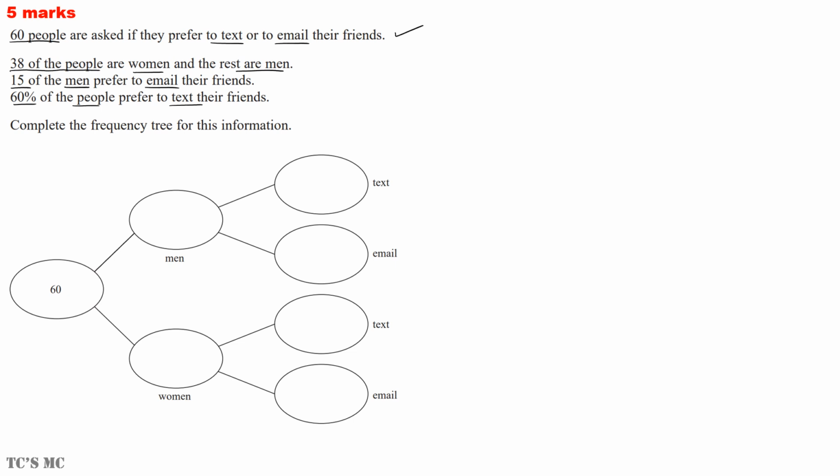The second sentence says 38 of the people are women, so we can write that over here. And now we have 1 mark. The rest are men, so we need to do 60 subtract 38. That gives us 22. And we can write that in. Now we have a second mark. 15 of the men prefer to email their friends, so we can write that 15 over here. To work out how many men prefer to text, we will do 22 subtract 15. We end up with 7. And that is our third mark.